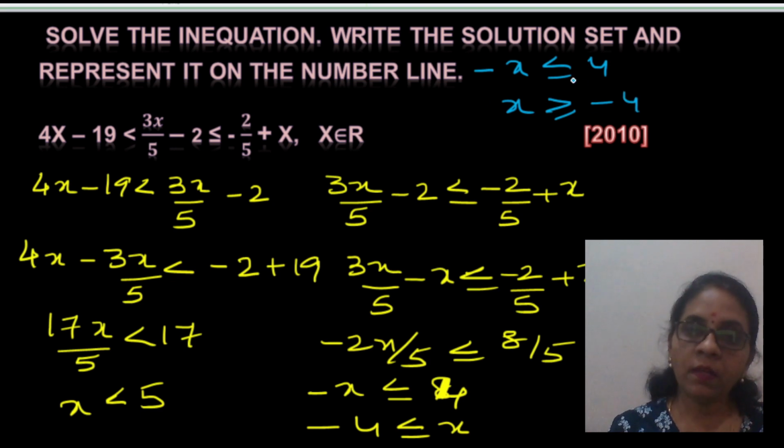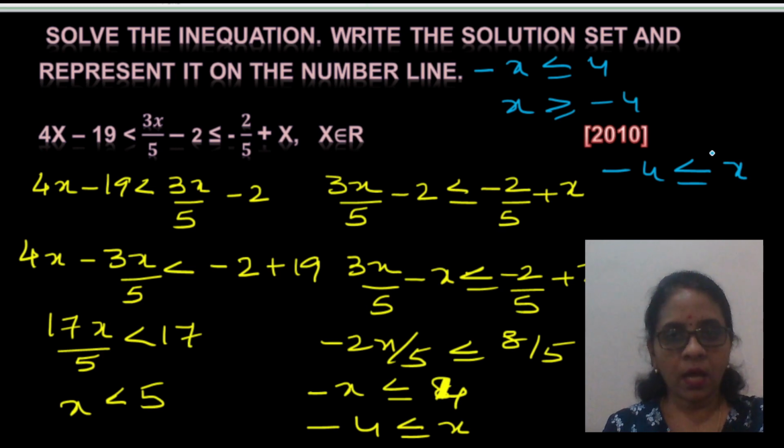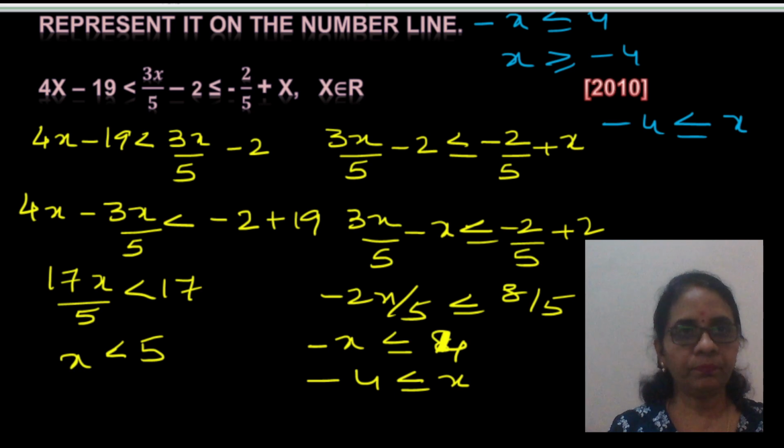Now, because the sign of the inequality changes, since we are not using the greater than sign in our inequations, using the principle, if one number is greater than the other, the other will be less than it. So minus 4 will be less than or equal to x. So our solution set is minus 4 less than or equal to x.